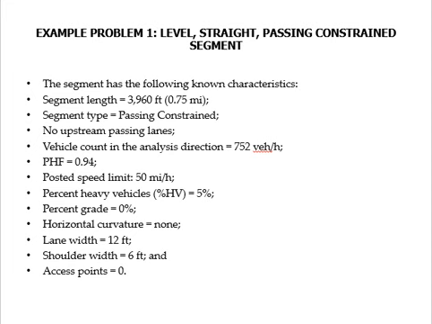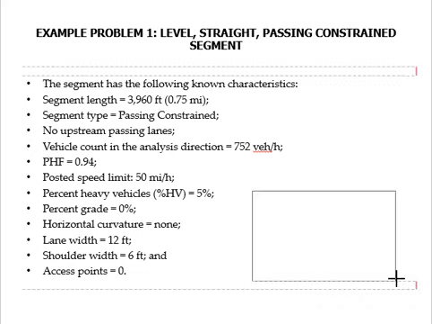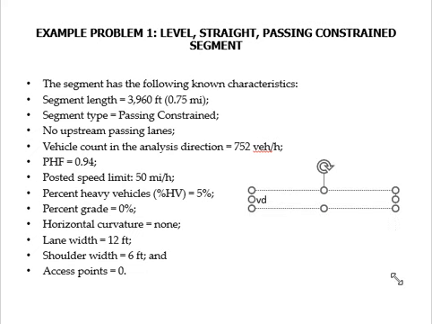Okay, find out the flow rate. We have 752 divided by the peak hour factor. Okay, tell me how much? Flow rate divided by peak hour factor. How much? 800? Okay, vehicles per hour.